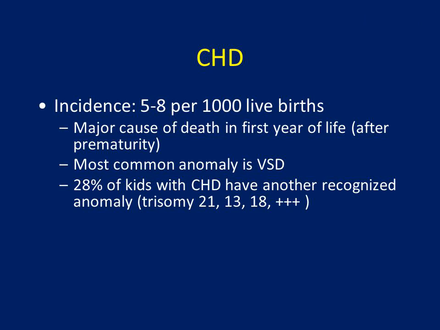28% of kids with CHD have another recognized anomaly: trisomy 21, 13, 18, plus others. 5 to 8 per 1,000 live births, excluding PDAs in preterms. Trisomy 21 equals Down syndrome. 30 to 50% have a structural heart defect. The most common defects with Down syndrome are endocardial cushion defects, ASD, and VSD. Syndromes commonly associated with CHD: Noonan syndrome, Williams syndrome, Holt-Oram syndrome, DiGeorge syndrome.